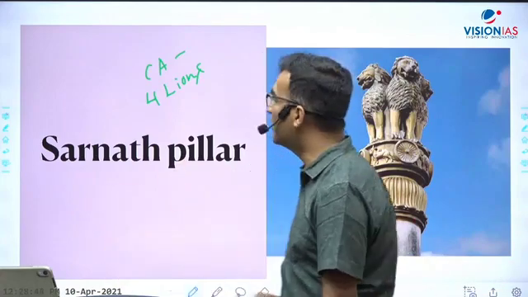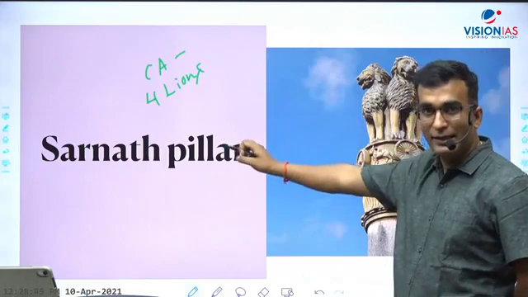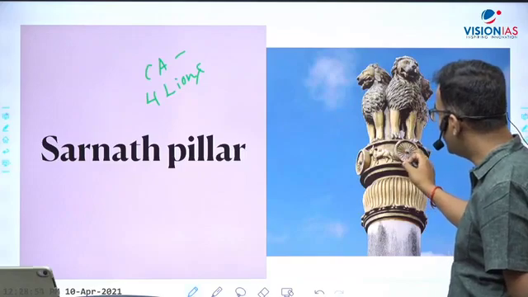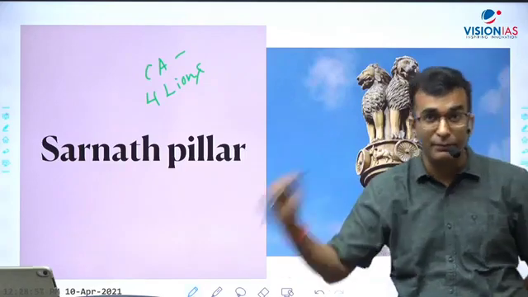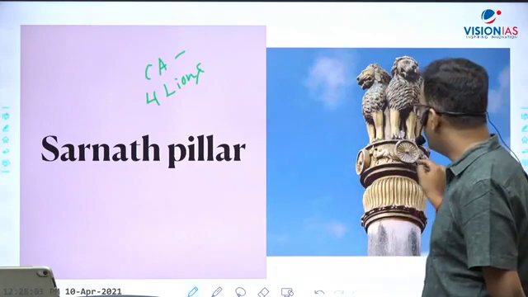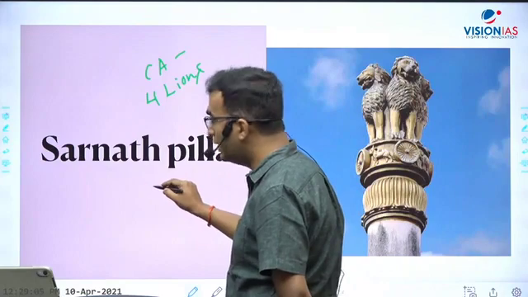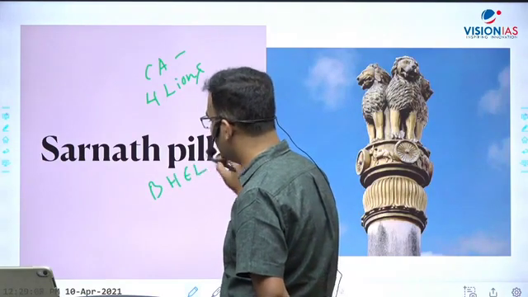So let's focus on the art and culture only. You can see that 4 back-to-back lines are there in this one. There is a circular disc, and then these 4 dharma chakras are also there. In between these 4 dharma chakras, you have 4 animals. These 4 animals between the dharma chakras are bull, horse, elephant, and lion.